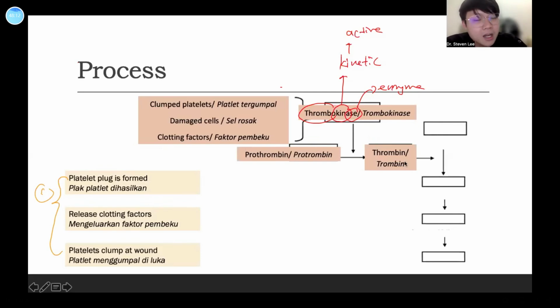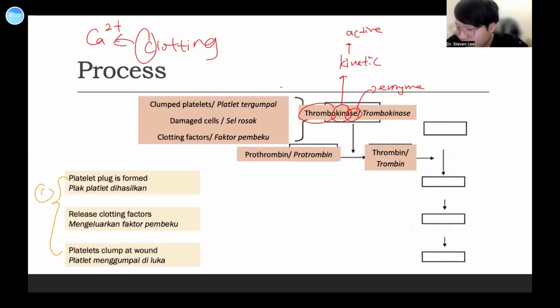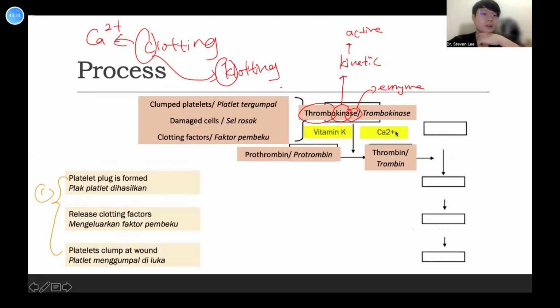But you must remember, for this process you must have 2 nutrients: 1 vitamin and 1 mineral. So how do I teach my students? Blood clotting. For the mineral, think of C for calcium ion. For the vitamin, we have to twist it a bit. Think of the word clotting. So K is vitamin K, not vitamin C. K, think of the word clot. And then calcium ion.